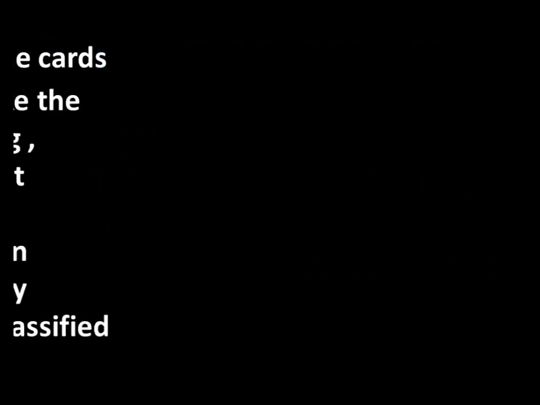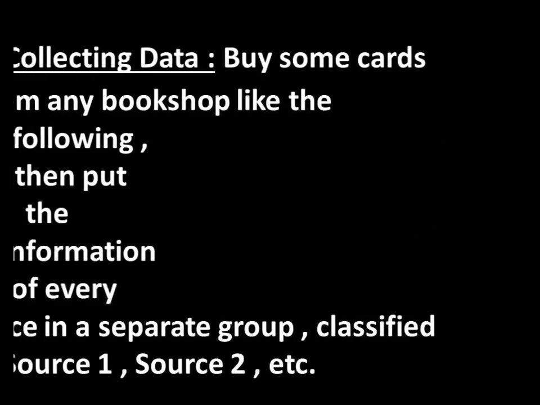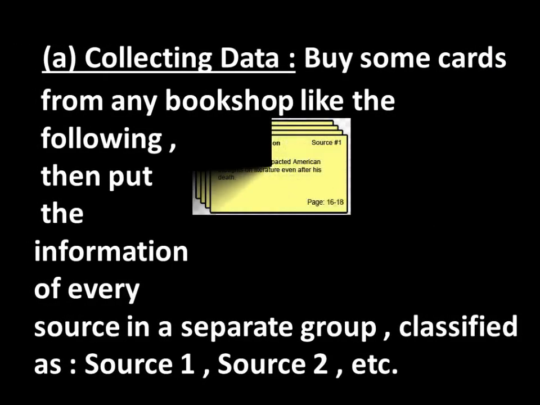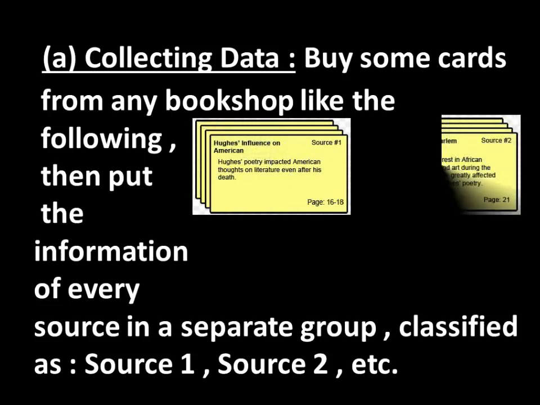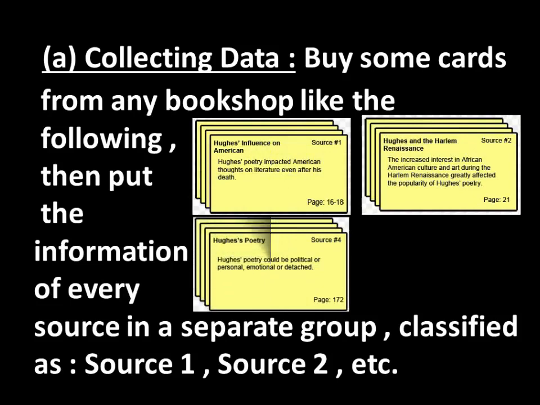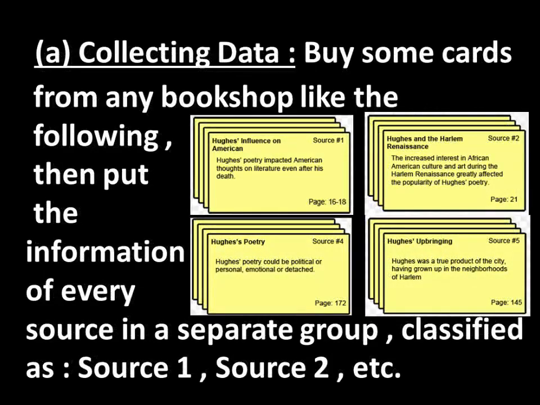Collecting data. In this stage, you have to go to the bookshop and buy some research cards, as the research cards found in this photo. Then, put the information of every source in a separate group of cards. Classify them as what you can see: source 1, source 2, source 3, source 4, etc.